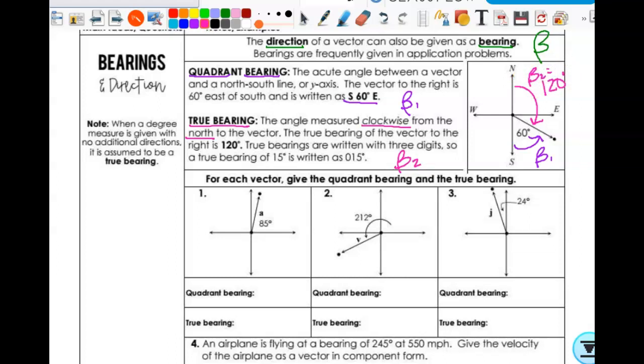And here's the other part of this. True bearings are written with 3 digits. So 120 obviously is 3 digits. But if you have a true bearing of 15 degrees, you write it as 015 degrees. Okay? A little additional information there. So bearings are all fine and great. That's how you talk about it in the real world. That's how things would be discussed.